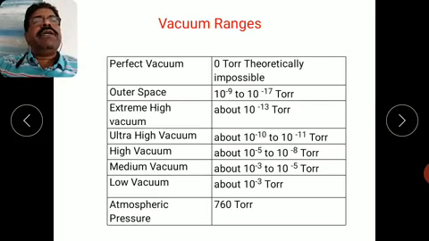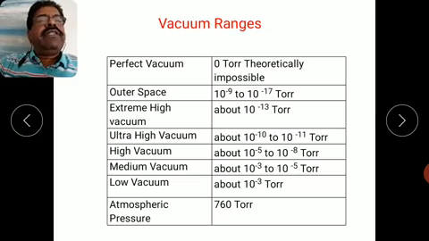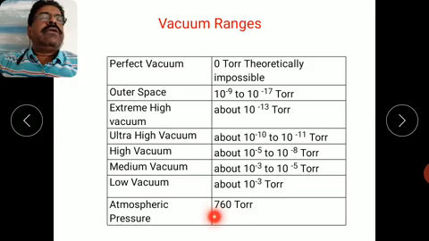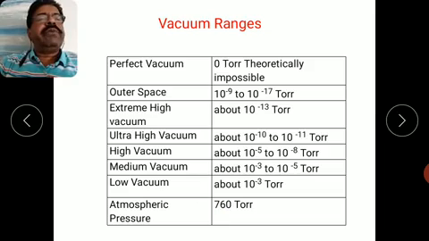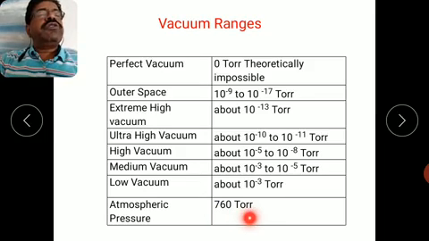Now let us talk about the vacuum ranges, or the levels of vacuum. You can start with the normal condition, that is atmospheric pressure. In the normal condition, you have not removed any gas molecules from the given space, so the pressure is normal and it is called atmospheric pressure. Throughout this table we shall use the unit torr. So 760 torr is the normal pressure, or we can call it atmospheric pressure.